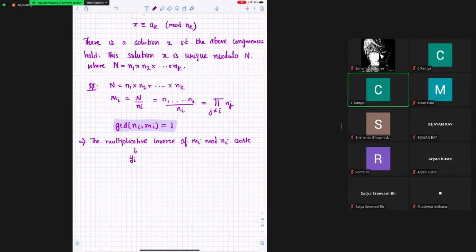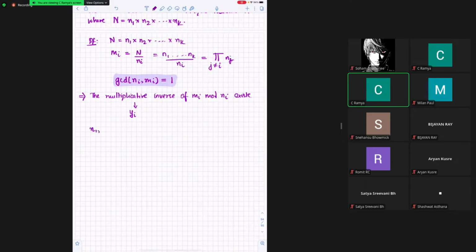Okay, so now what we have is, we started with numbers n1 to nk, and we define numbers m1 to mk. Because the GCD of each mi and ni is 1, I know that there exist y1 to yk, right? Which are multiplicative inverses of these mi's modulo ni's.